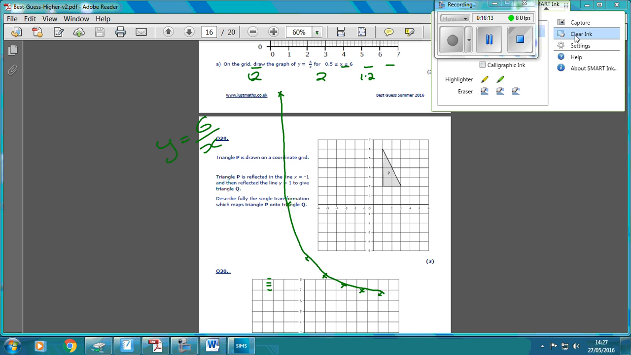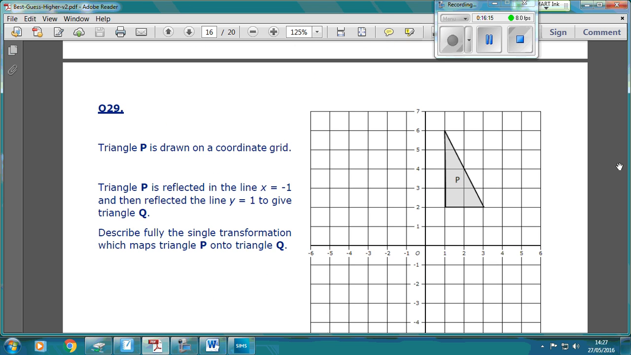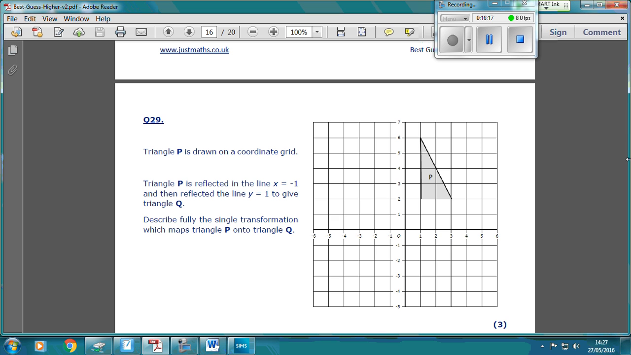Okay, I think we can afford to make this a little bit bigger now. So triangle P is drawn on the coordinate grid. Triangle P is reflected in the line x equals -1. So the line x equals -1 is simply, this should say x-axis and this should say y-axis, a line that goes through the x-axis at -1.